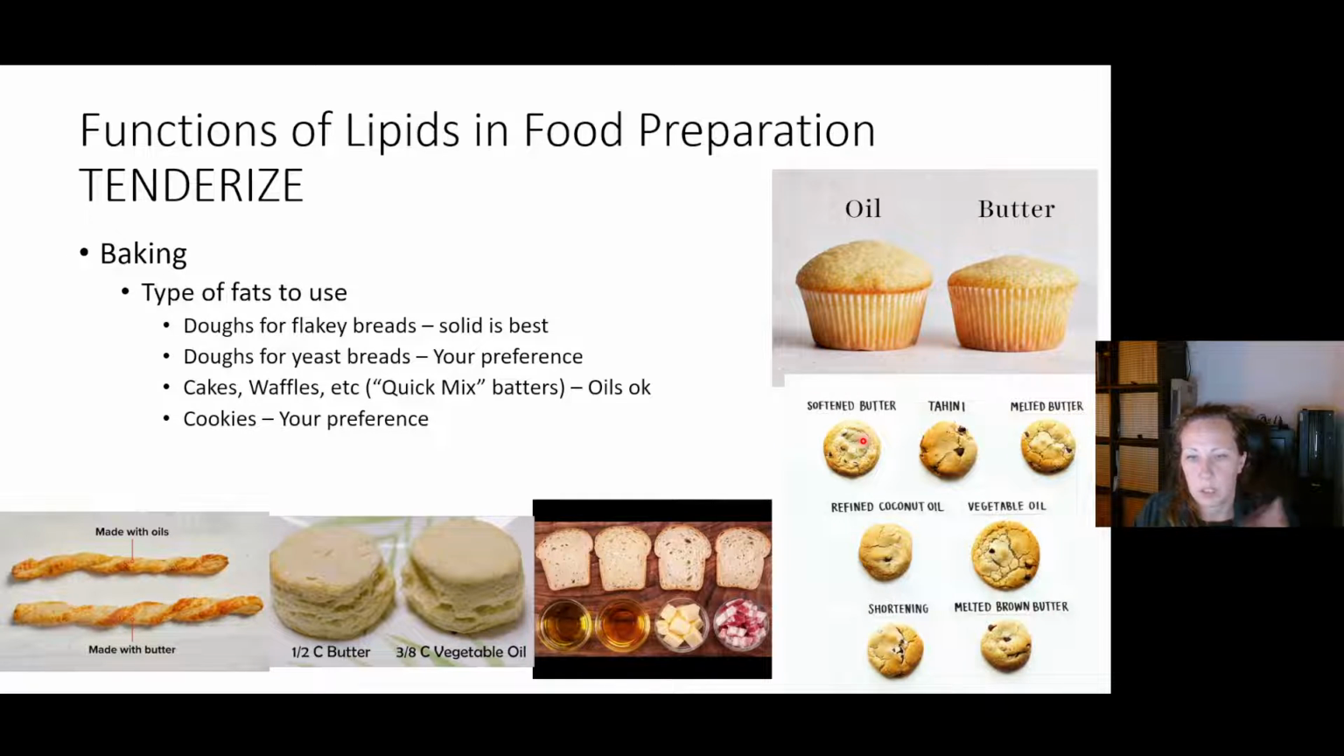This experiment was just a 1-to-1 replacement of all of these. By the way, tahini is basically ground up sesame seeds made into a butter, and they said it was really gross in this cookie.